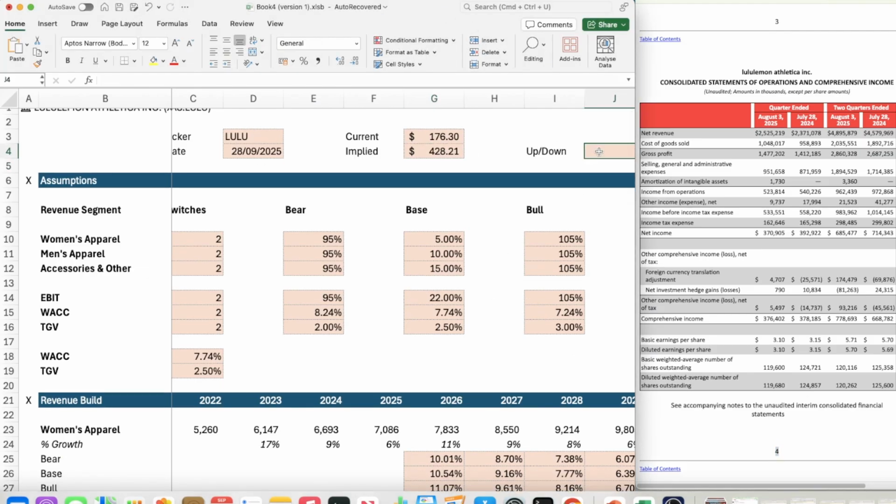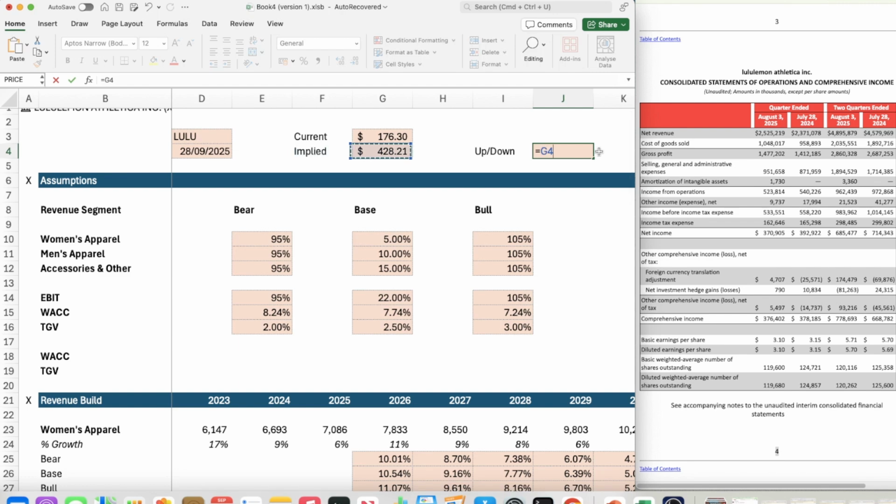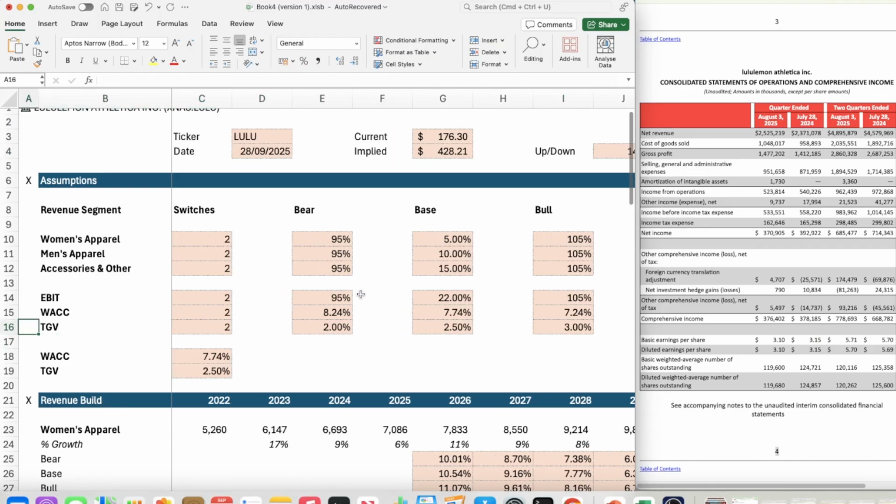Okay, so the upside and the downside here is you do the implied divided by the current, minus 1, as a percentage. This is on a base case as well, so what would the bear case be? Let's always start with that. $343. So I wonder if we have been too generous. Maybe it is. The bull case: 553.